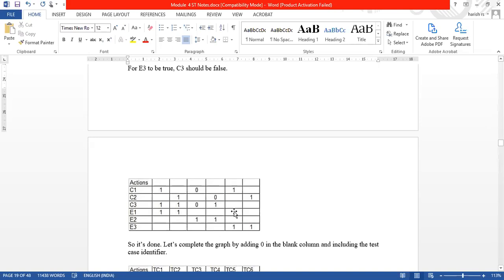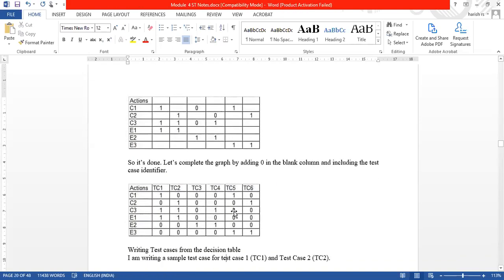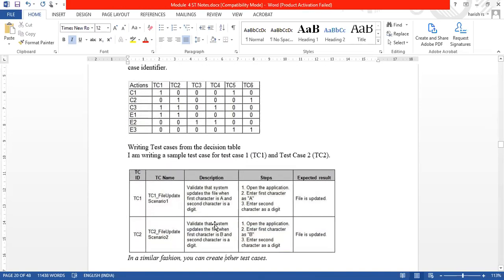So this table also should be drawn. Based on that, these are the test cases. Test case 1, test case 2. In the remaining places where you don't have ones, you can put zeros. So test case 1, test case 2, test case 3. To analyze test case 1, what is this? It is updation of file. What is the description you can give? You should have a valid first character A and the second character should be an integer.